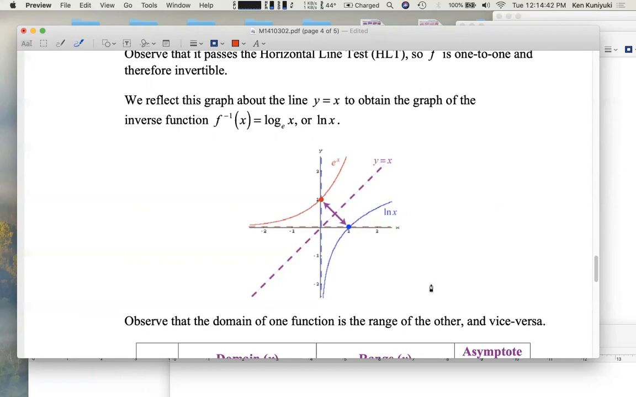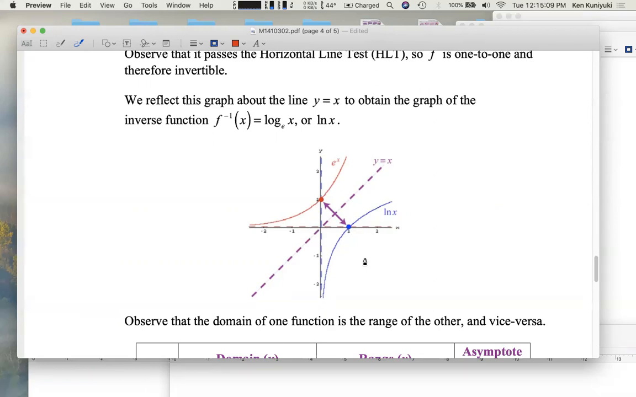What else do we notice? Well, remember, if the point (a, b) lies on the original graph, the point (b, a) lies on the new inverse graph. So if the point (0, 1) is a y-intercept on the red graph here, then the point (1, 0) is an x-intercept on the blue graph here. (a, b) goes to (b, a). So the intercepts basically switch over.